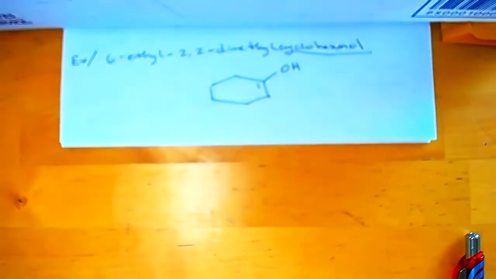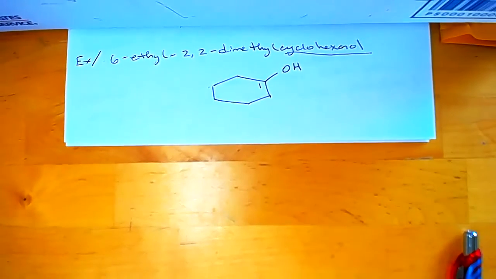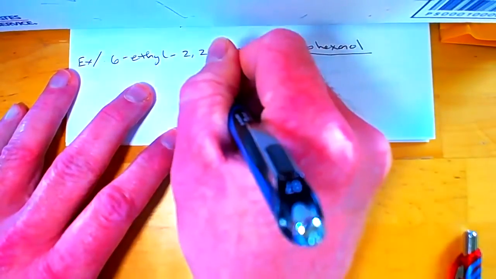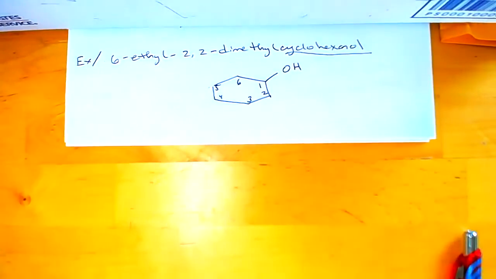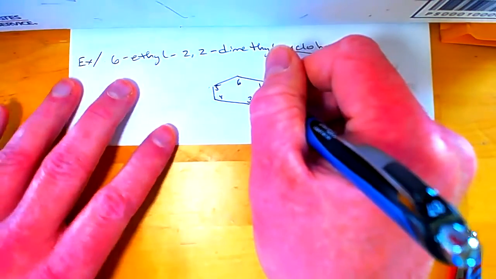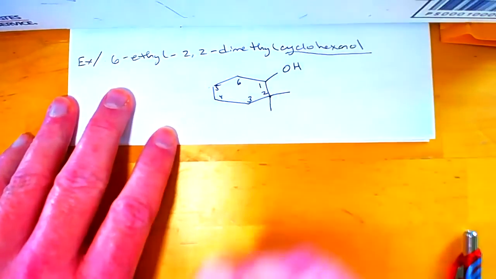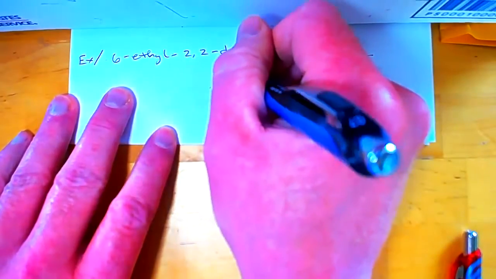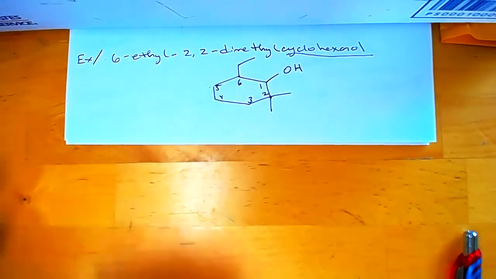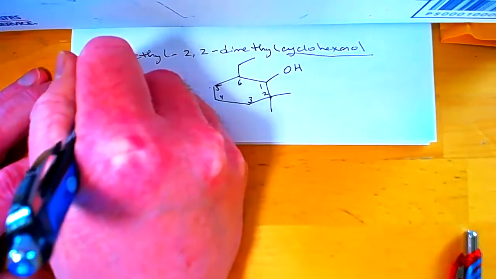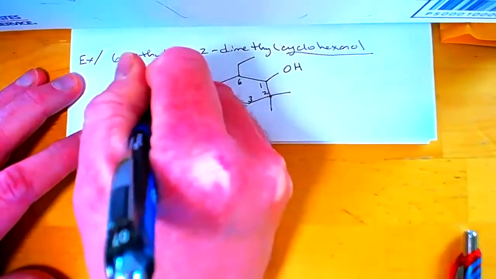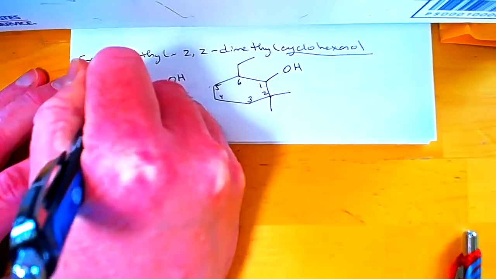And then I'm going to number it. Now you can number it clockwise or counterclockwise. It doesn't matter in this case since you're installing the functional groups. So if you put the 2 methyls here and you have a 6-ethyl here, that'll give you this structure. Now, just for fun, I'm going to go ahead and show you what you would get if you had numbered it the other direction.